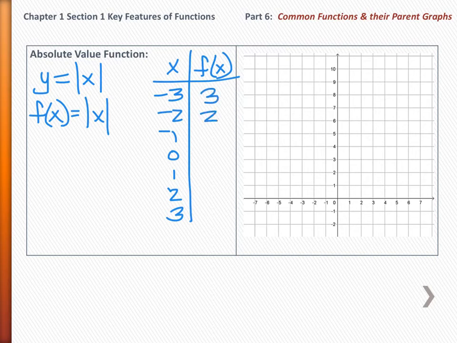Likewise, negative 2 will become 2, negative 1 becomes 1, and 0 becomes itself. And then if I put in the positive numbers, only the positive comes out. So the definition of absolute value, the true definition, is that if you take the absolute value of a number, you're finding its distance to the origin on a number line. And distance is always positive. That's why everything coming out of an absolute value symbol is positive.